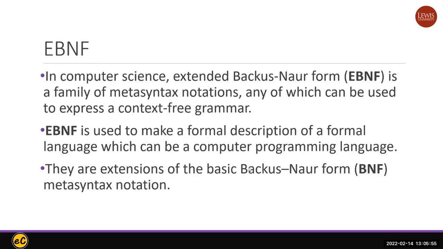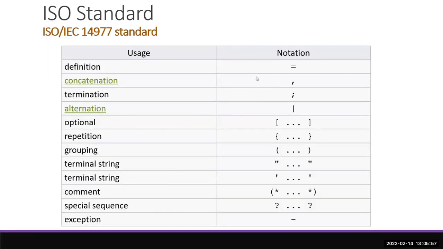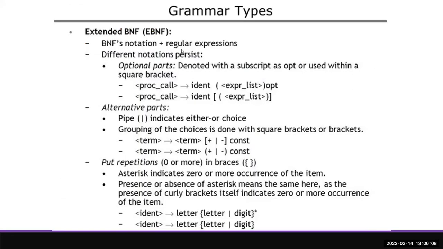And okay, this is EBNF, and here you have the equal sign, concatenation, termination, and option and repetition, different things. Okay, we'll come to this IEEE standard later. So these are the grammar for the EBNF. Okay, we'll come to this later.